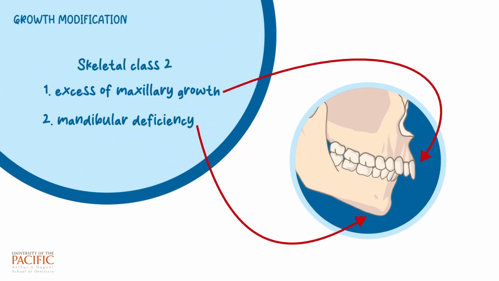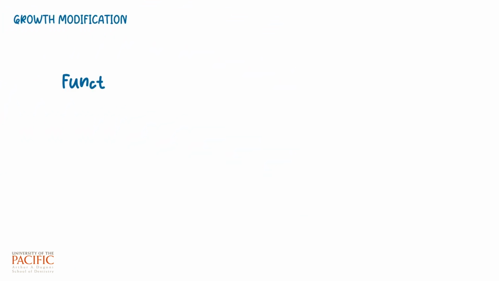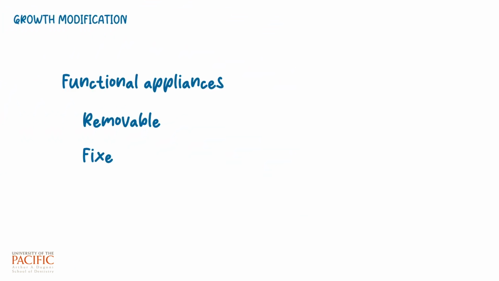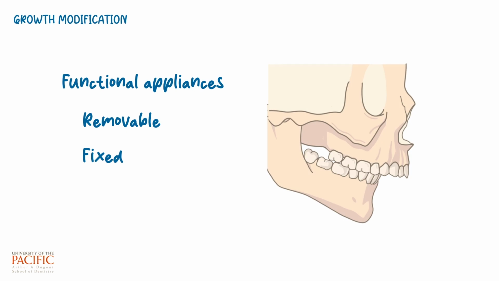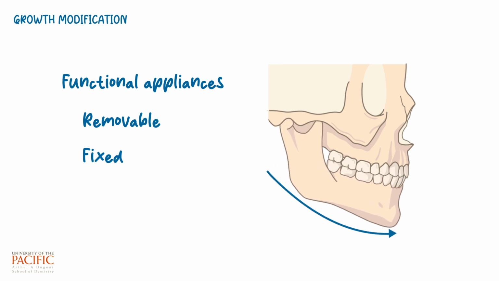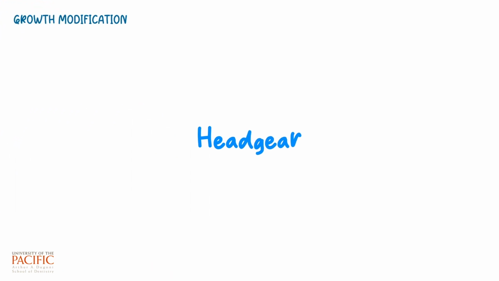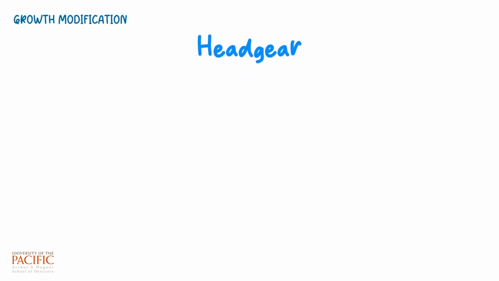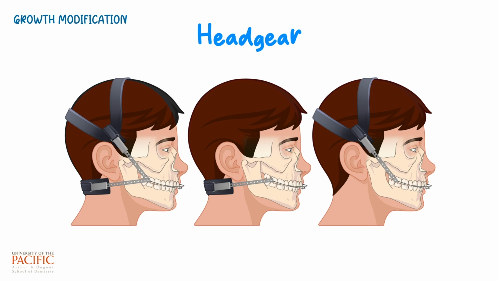Functional appliances, both removable and fixed, play a significant role in growth modification. They can stimulate mandibular growth and modify skeletal relationships. Headgear is another tool used in growth modification, primarily to restrict the maxillary growth and allow the mandible to catch up.